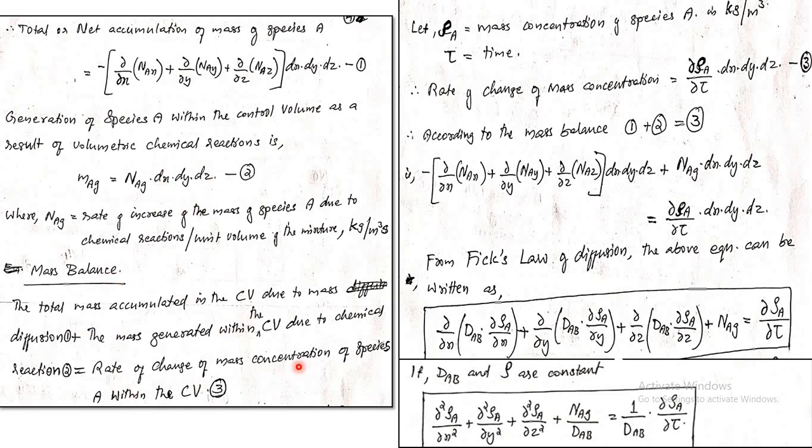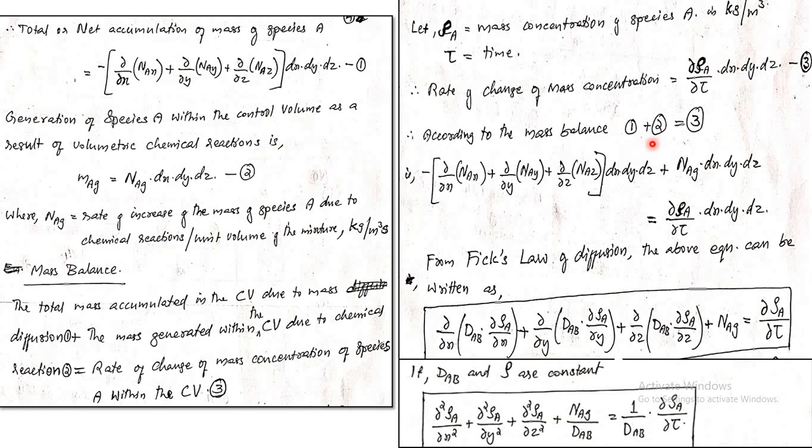On the right hand side, the rate of change of mass concentration of species A within the control volume: let rho A be the mass concentration of species A in kilogram per meter cube and tau the time duration of the mass flow. Therefore, the rate of change of mass concentration is equal to dou rho A by dou tau dx dy dz, during the time tau in the control volume dx dy dz.